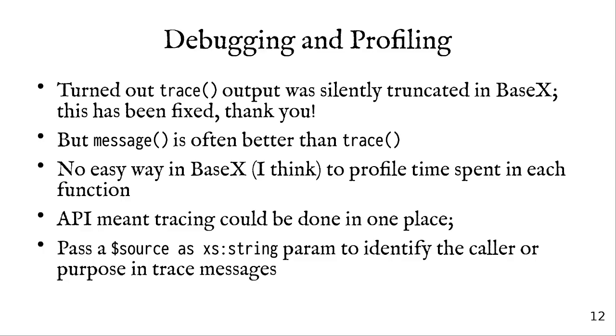It turned out that trace output was silently truncated in BaseX, and I had a function that was producing over 1 gigabyte of trace output. I thought I was getting it all and was running grep to check whether a particular message came out in the trace, and it didn't. So I asked, why isn't this function being called? Why isn't it appearing in the trace? Of course, what was happening was that it was being called, but the message came after BaseX had stopped printing trace output. This has now been fixed, thank you. You either get a warning that it's truncated, or in command line mode it doesn't truncate.